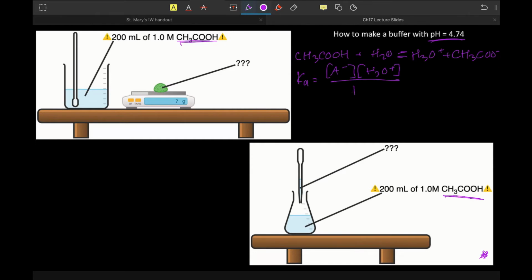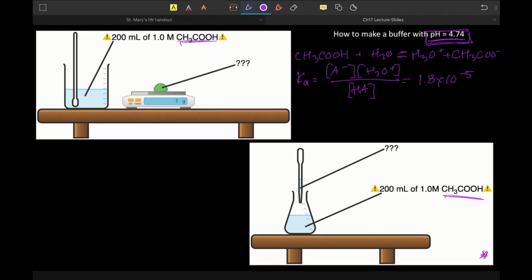Over my HA, right? Which means I also need to know what my Ka value is, if you've not memorized it yet. The Ka for acetic acid is, I think, 1.8 times 10 to the negative 5, all right? Now, obviously, we've got to know some information in order to figure out how to make our buffer. So, what does this give me? The pH. That actually gives us the H+ concentration that we're looking for, right?